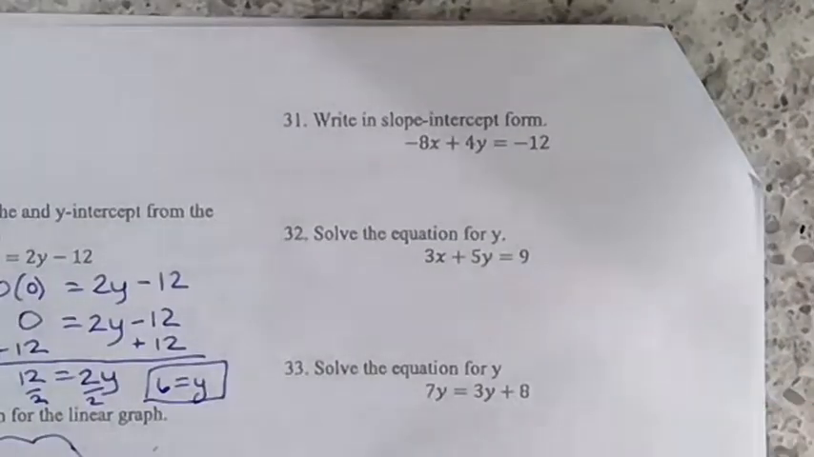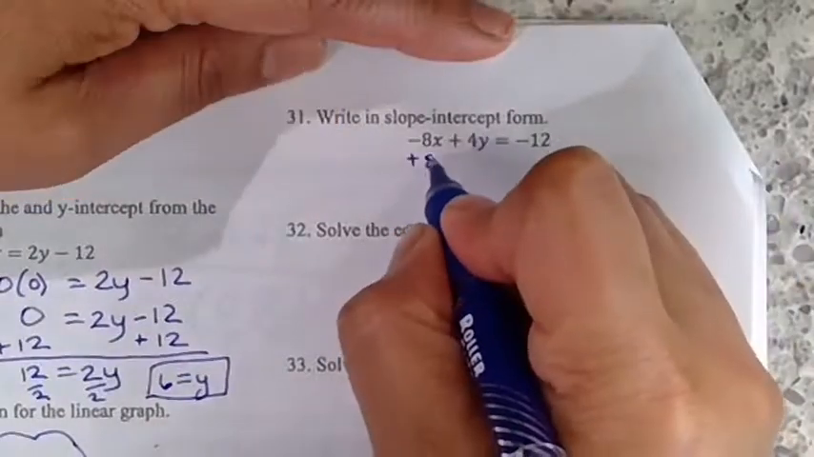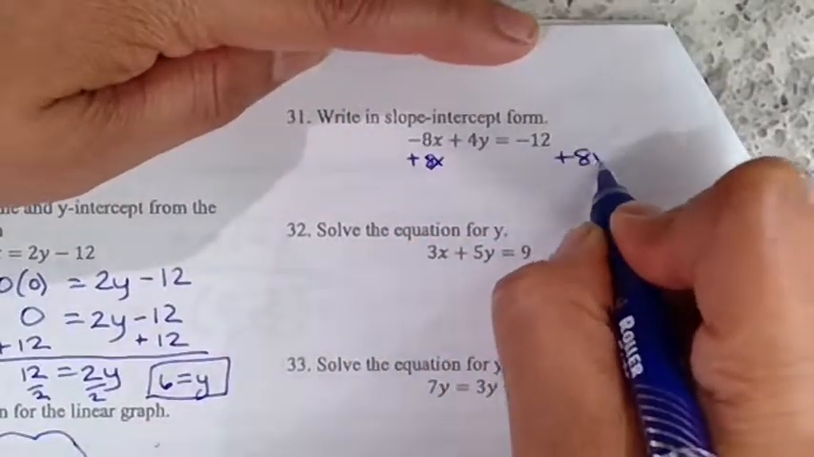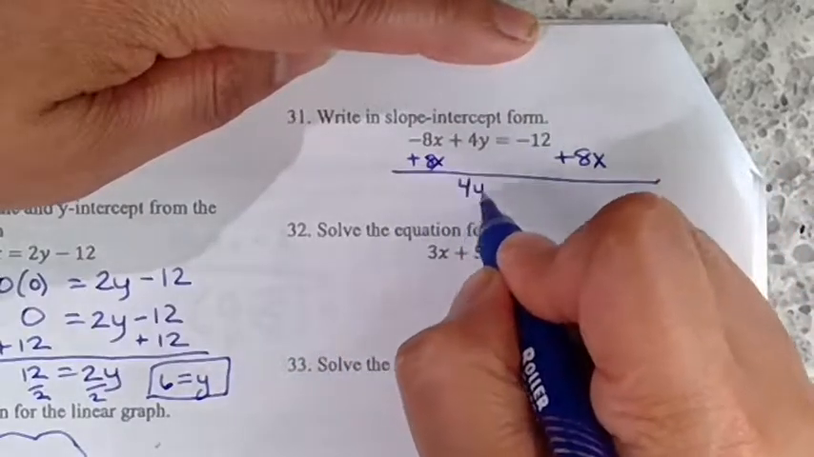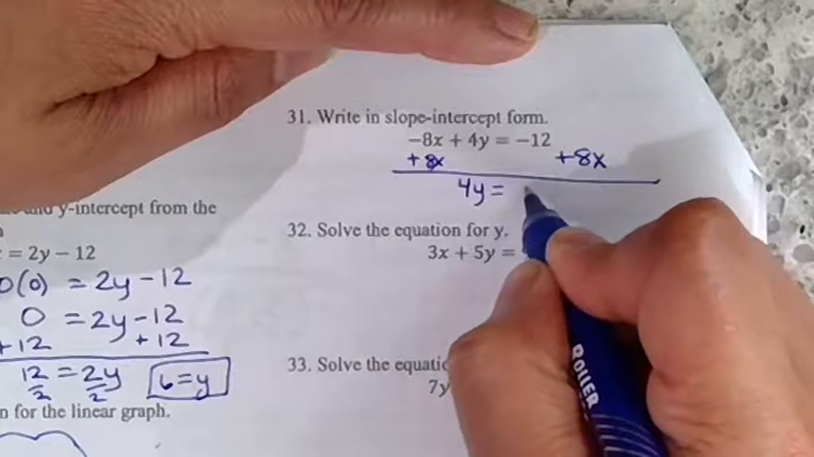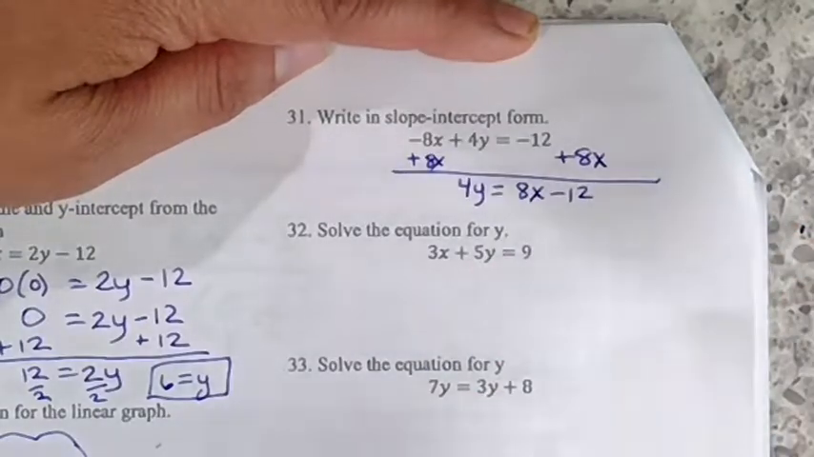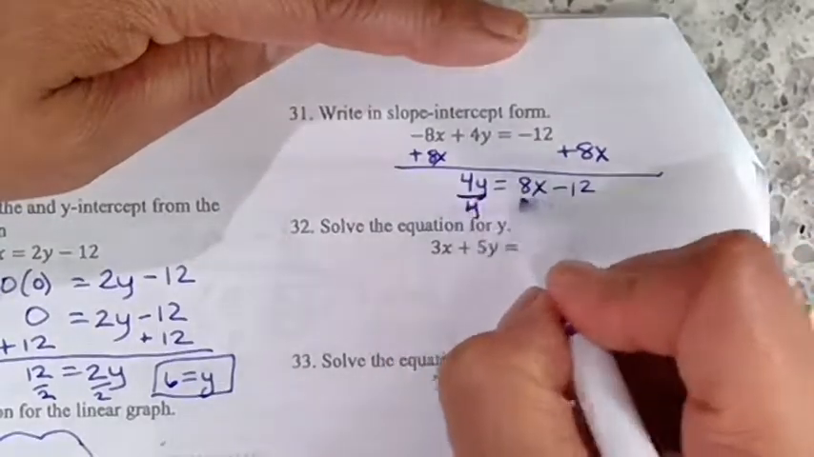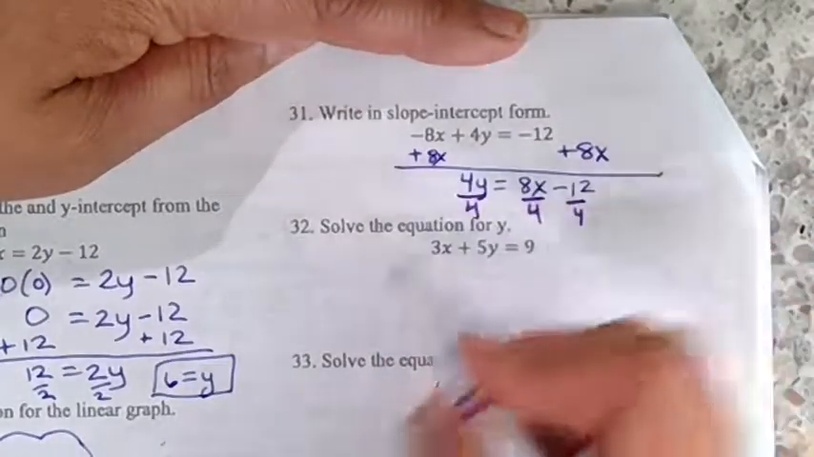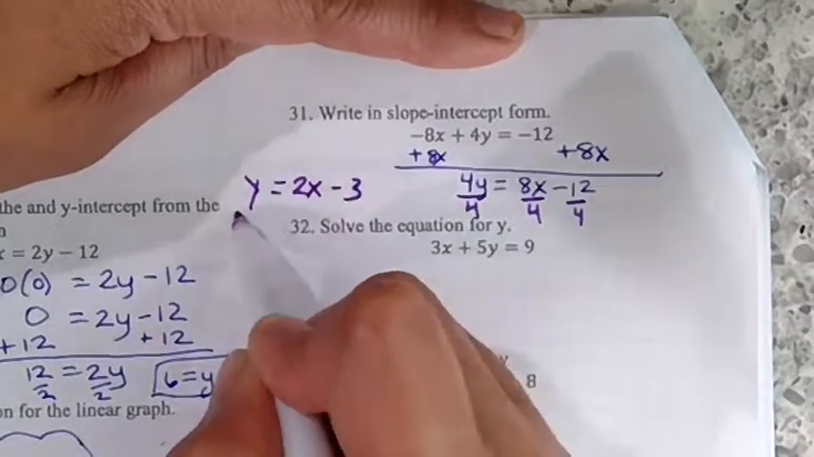So you're just going to add 8. 8x and negative 12 do not combine. So you keep the 4y equals, I'm going to just rewrite it as 8x minus 12. Last thing you're going to do is divide by 4, but be careful. When you divide by 4, it goes under every single term. So then you get y equals 2x minus 3.